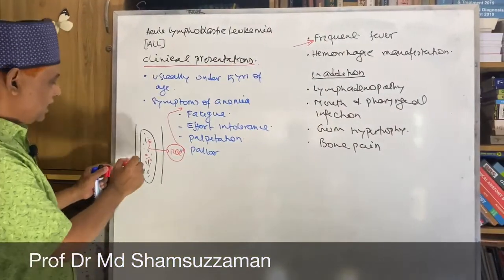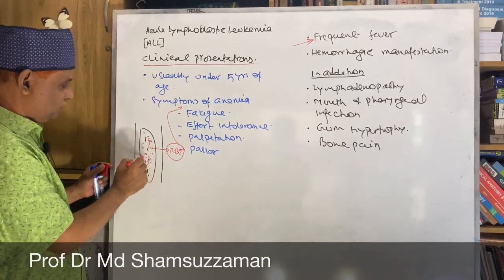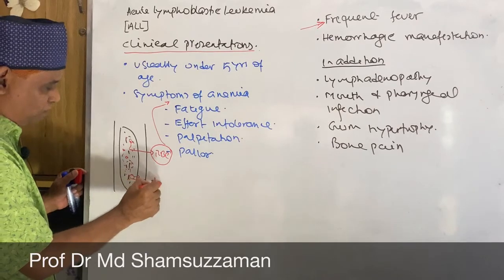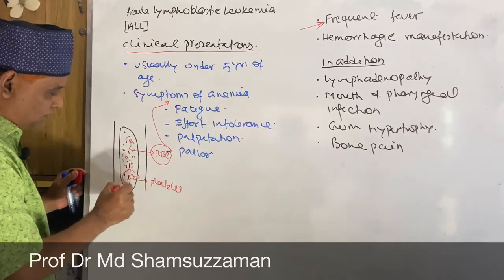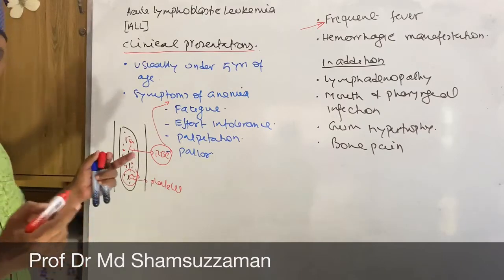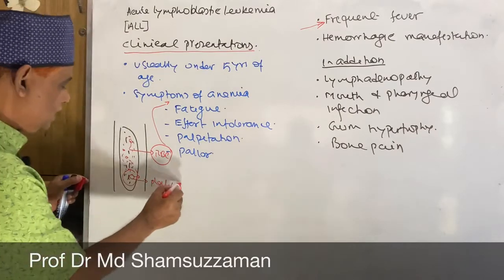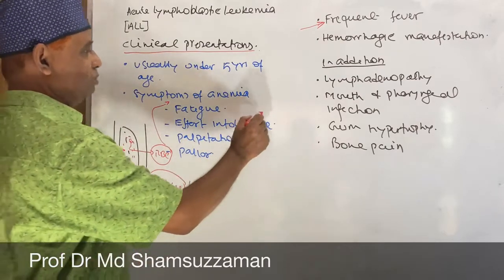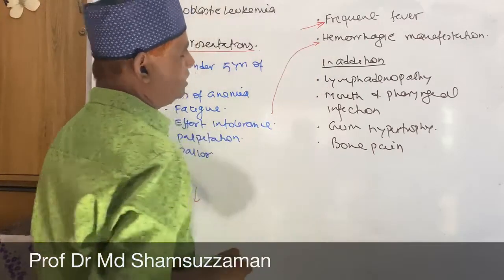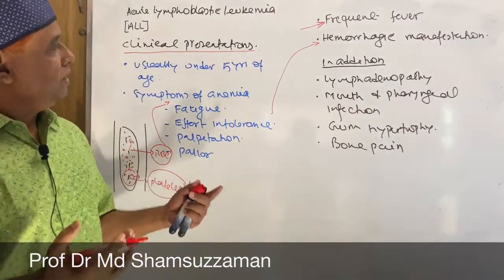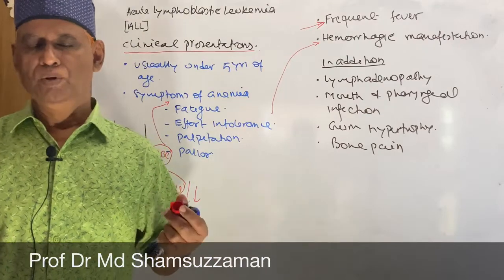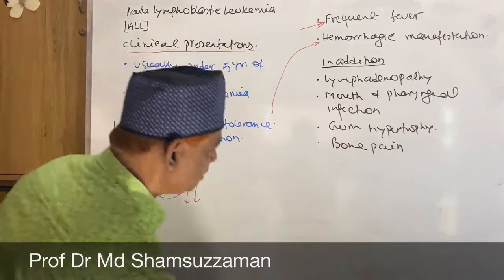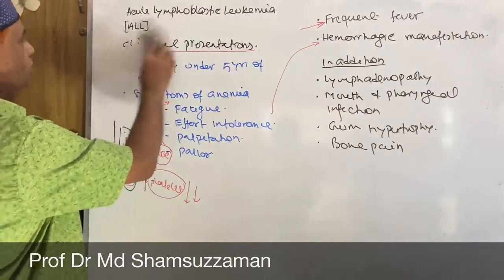Again, as the bone marrow is packed up with leukemic cells, the megakaryocyte from which the platelet is formed is depressed or decreased in number. So there is decreased platelet formation, so there is thrombocytopenia, and due to thrombocytopenia there are bleeding manifestations like gum bleeding, nasal bleeding, then purpuric spots. So these are the different clinical presentations of acute lymphoblastic leukemia.